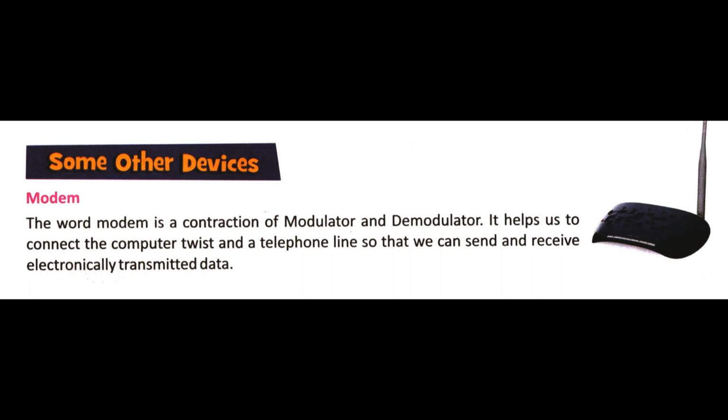Modem stands for modulator and demodulator. It helps us to connect the computer to a telephone line so that we can send and receive electronically transmitted data. In a modem, data is first converted from digital to analog form, and that process is known as modulation. On the receiver side, the data is once again converted from analog to digital form, and that process is known as demodulation.